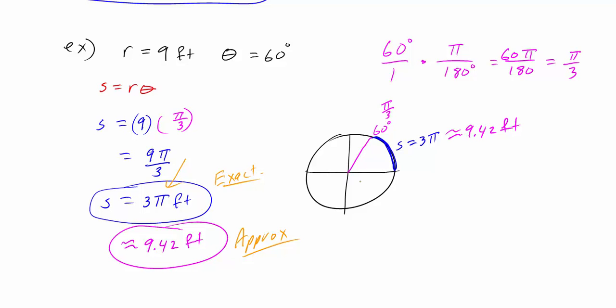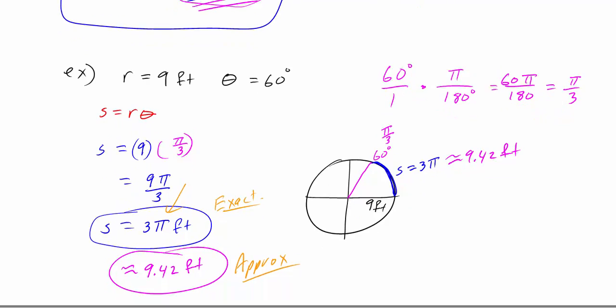So what that means is if we have here a circle that has a radius of 9 feet, so this is 9 feet, and if this is the angle of pi over 3 or 60 degrees, the length of this arc here is going to be approximately 9.42 feet.